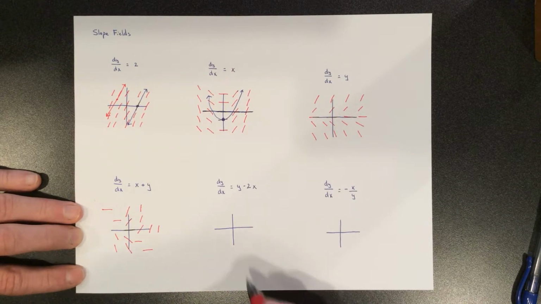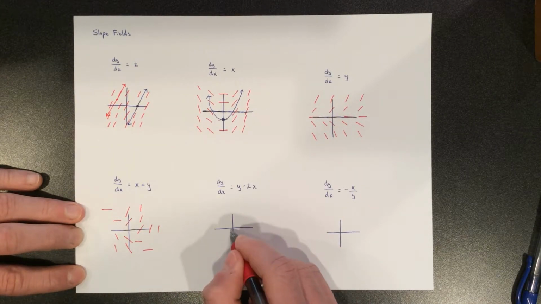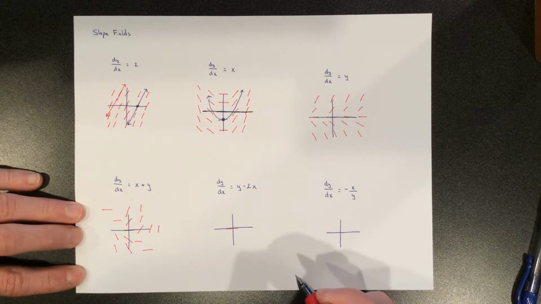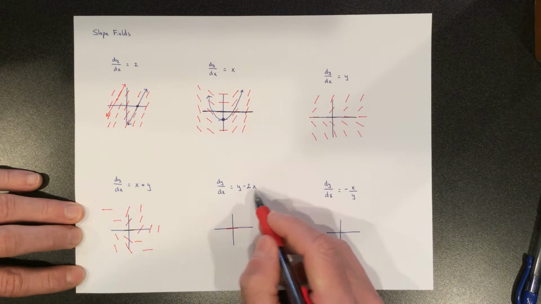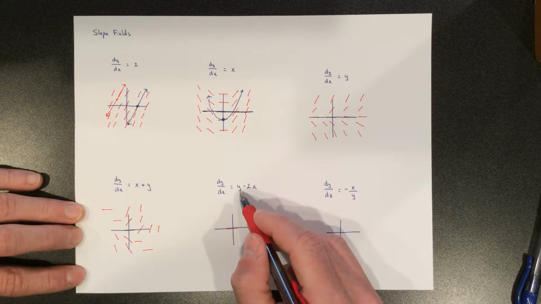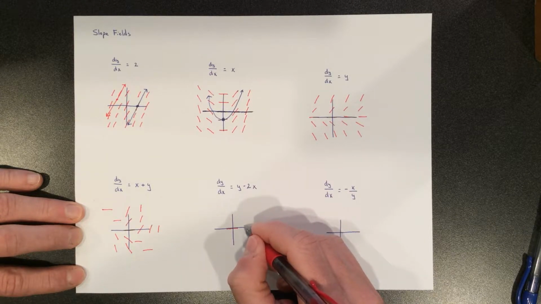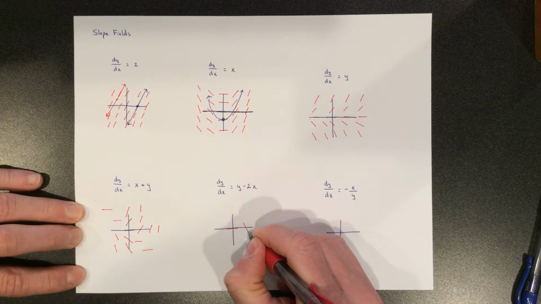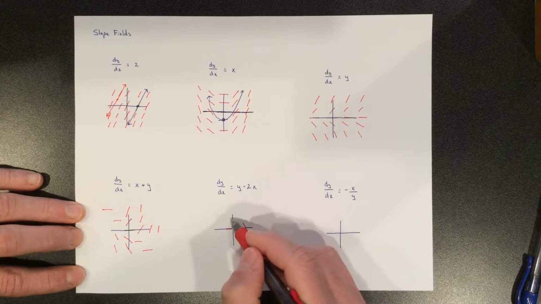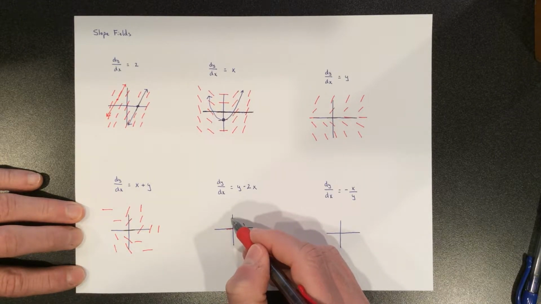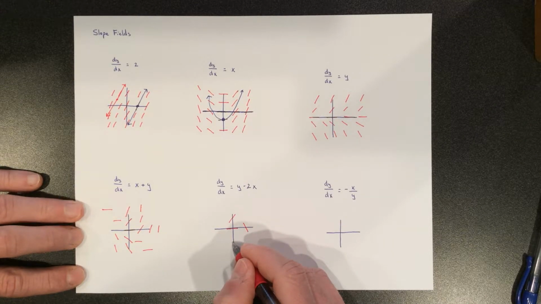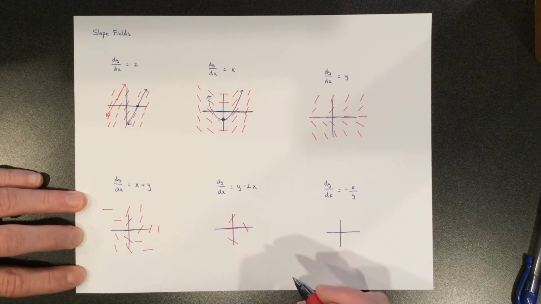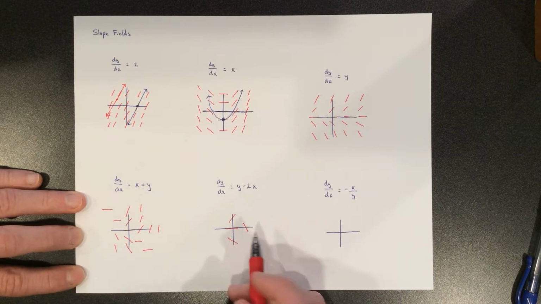Let's look over here. If y is 0 and x is 0, well, 0 minus 2 times 0 is 0, so that's still 0. How about if x is 1 and y is 0, so that'd be a negative 2 slope. Negative 2 slope. Okay, what about if we're up here? X is 0, y is 1. We get a slope of 1. If we're down here, x is 0, y is negative 1. Negative 1 slope.